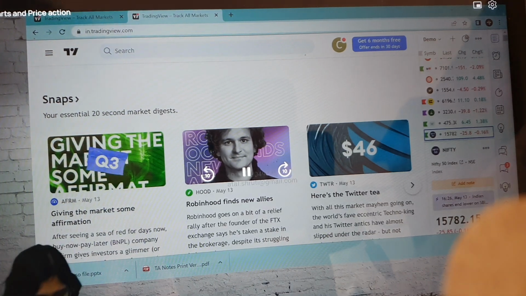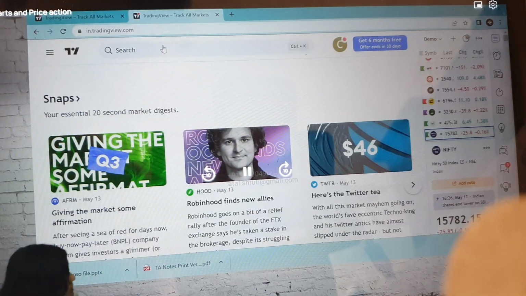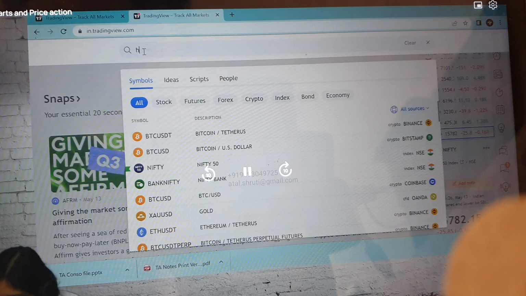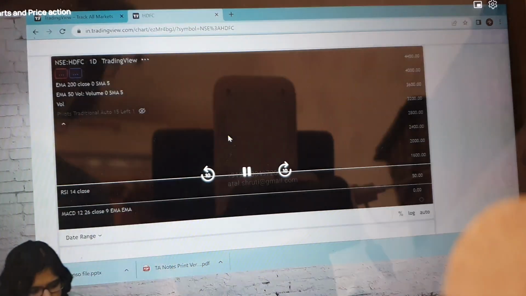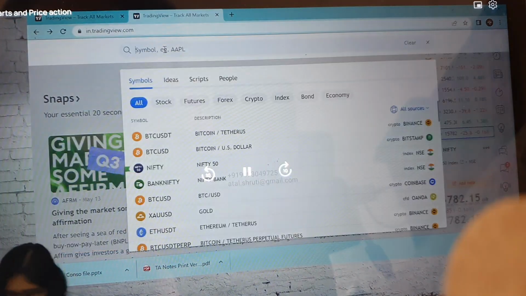Okay. So once this is open, here you can just go to the search bar. Everyone, it's clear, right? This is the search bar. And which one? Someone said HDFC. Okay. So here HDFC. What did I do? I just clicked on that. I'll just again show you HDFC.